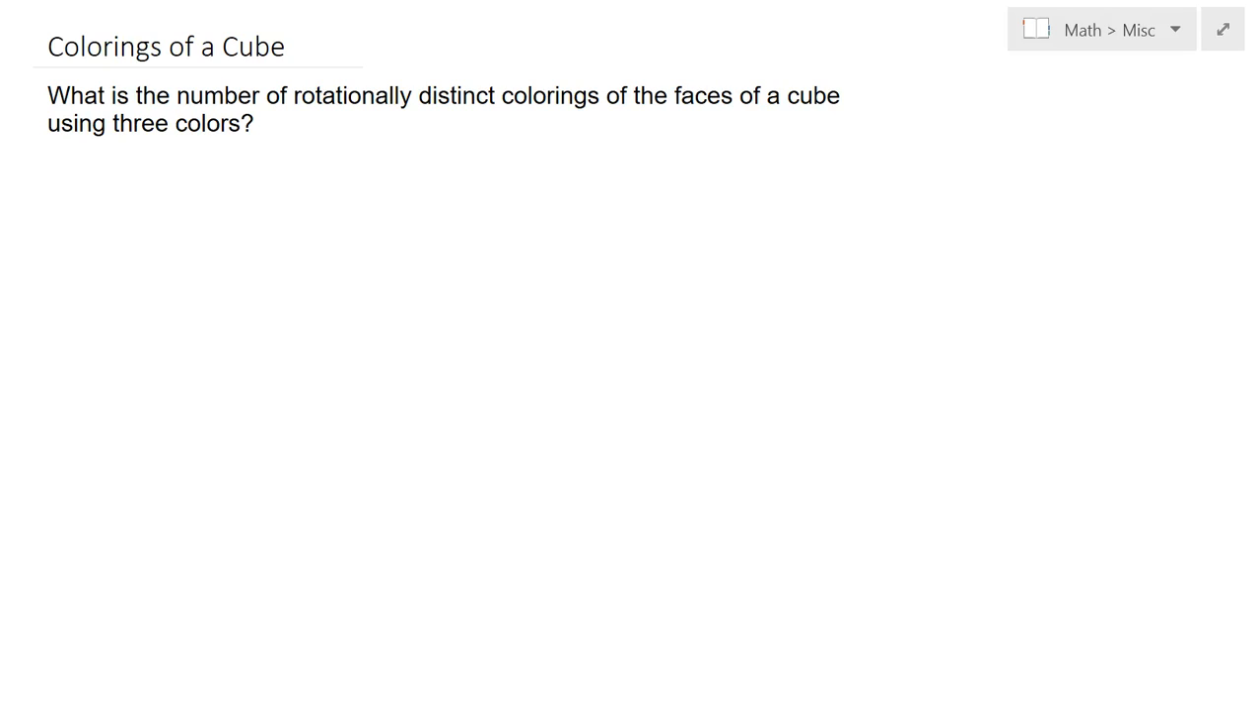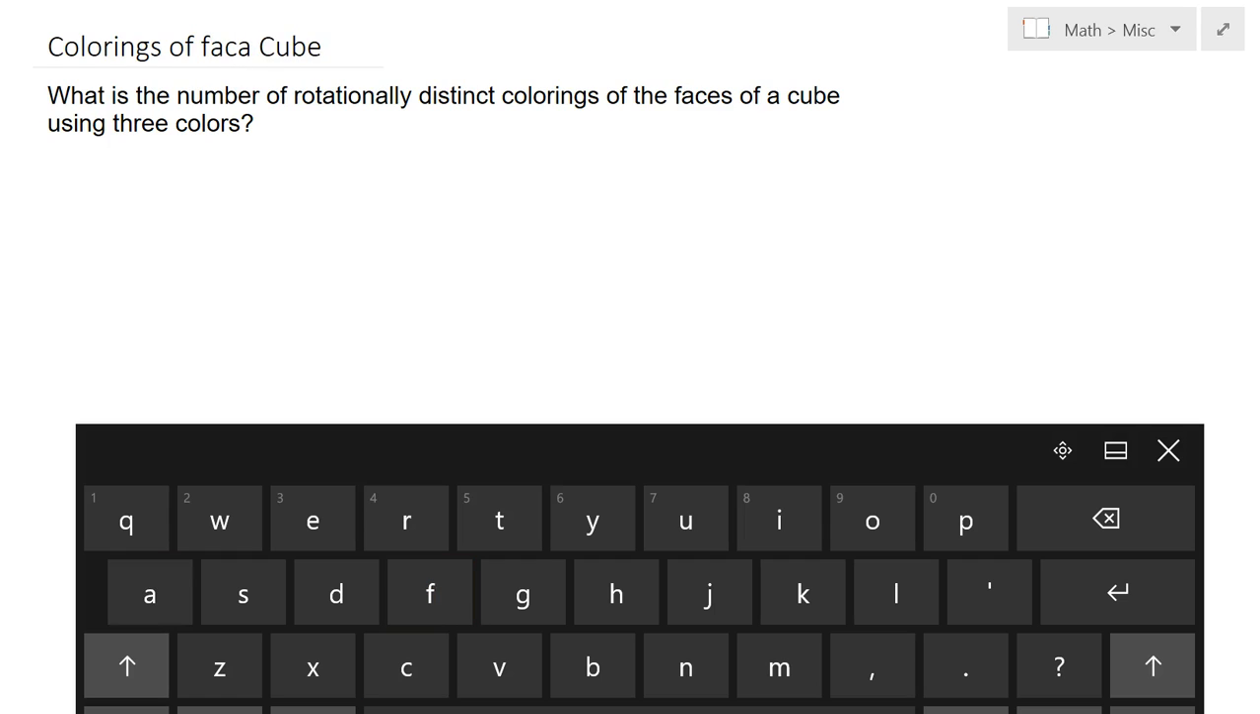Hello everybody, in this lecture we will be studying the number of essentially different colorings of the faces of a cube.